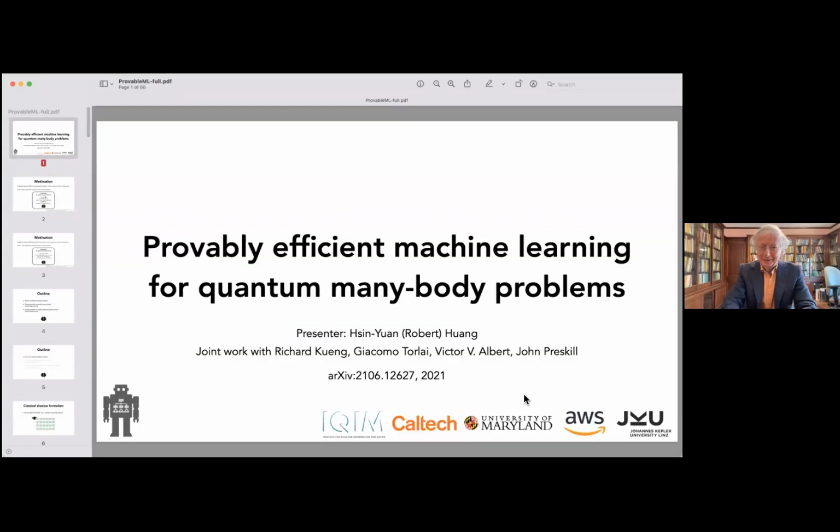It's March 22, 2022, and we're very happy today to have Robert Huang. Robert's a graduate student at Caltech, but already as a student has made remarkable insights into machine learning, classical machine learning, and he's going to tell us about that today, about provably efficient machine learning for quantum many-body problems. So Robert, share your screen.